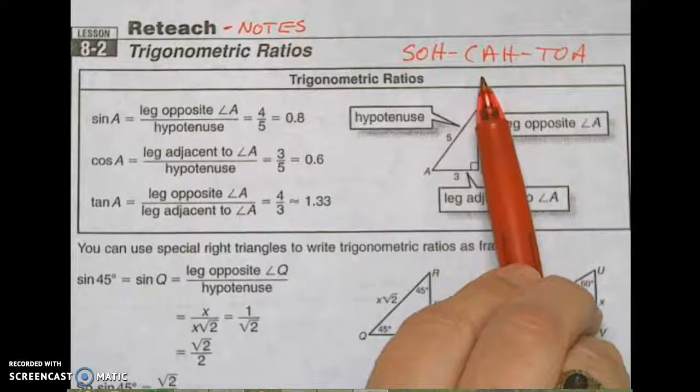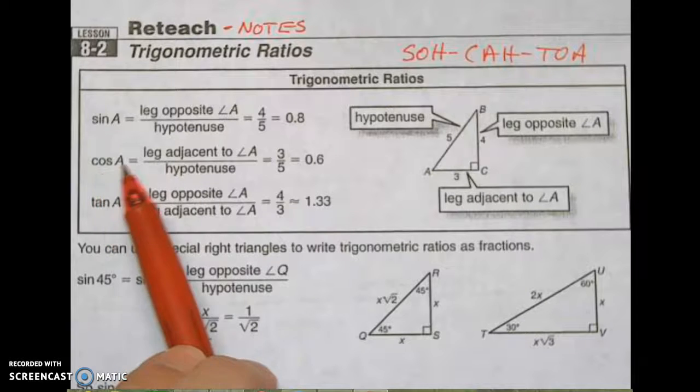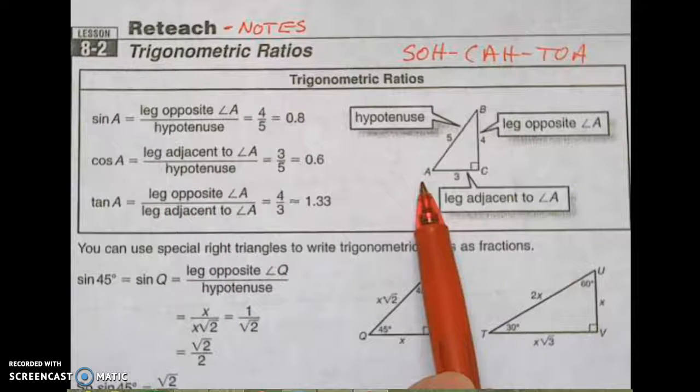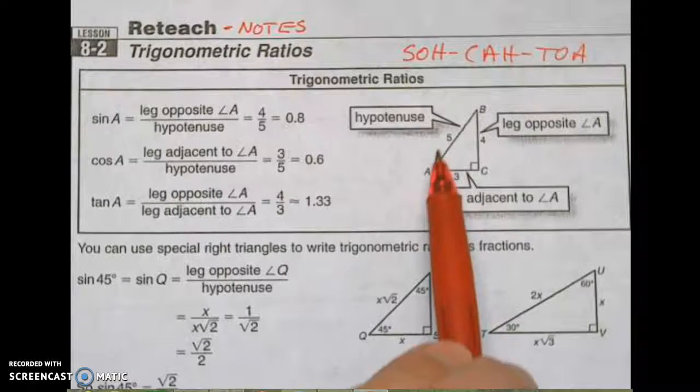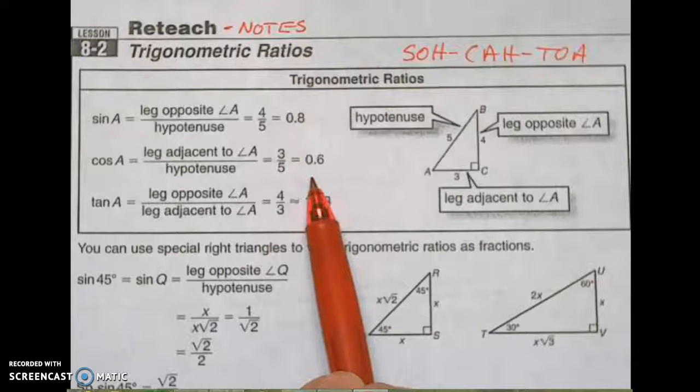That SOHCAHTOA, the CAH, C-A-H, reminds me that the cosine of my angle is equal to the leg adjacent over the hypotenuse. So if I'm looking at the cosine of angle A, the adjacent side is 3, the hypotenuse is 5, and I get that ratio 3/5, or 0.6.